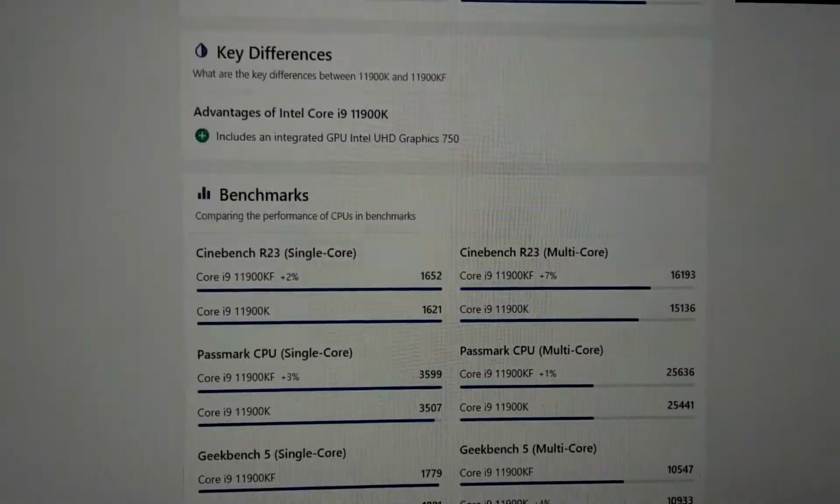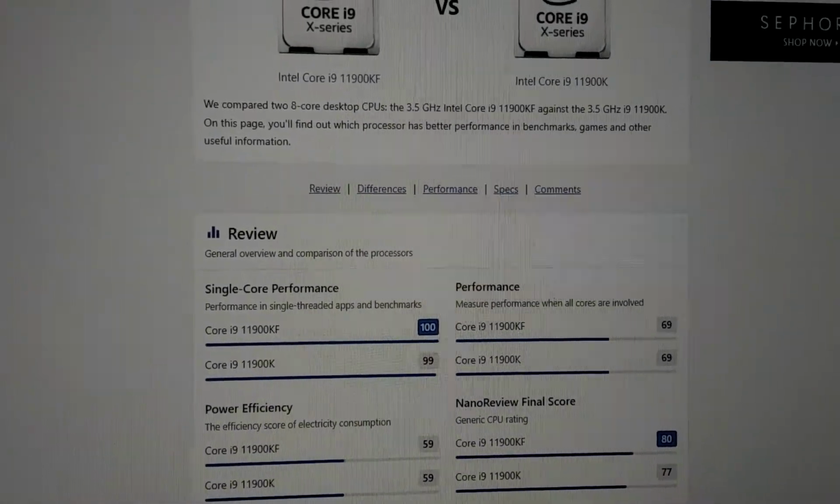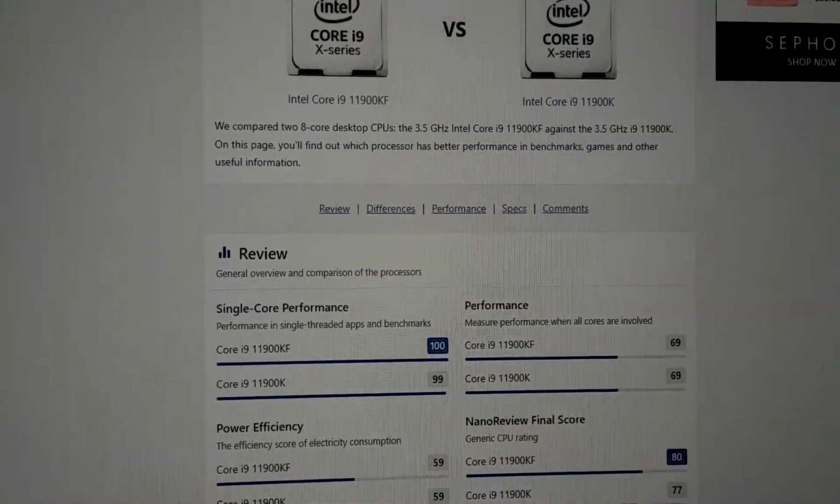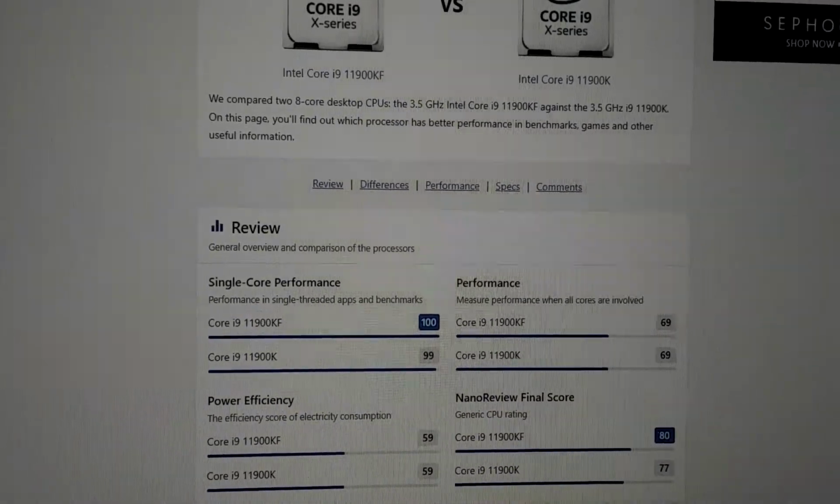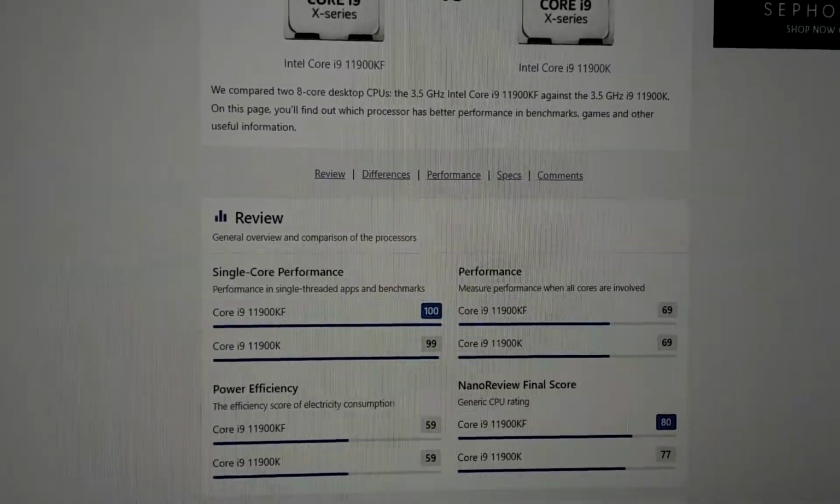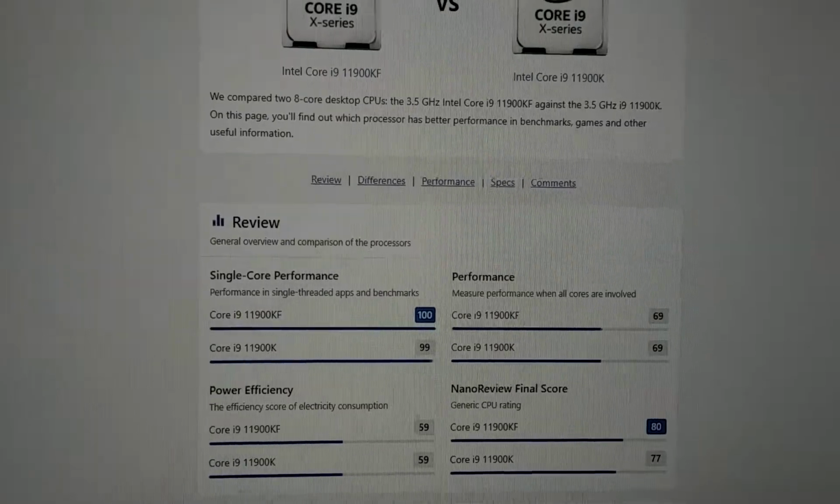Reason being is that the 11900KF needs a GPU. Okay. What that means is if you don't have a 3080 Ti or a 3070 Ti or any type of video card that will work for that system, then the system is not going to work, okay?